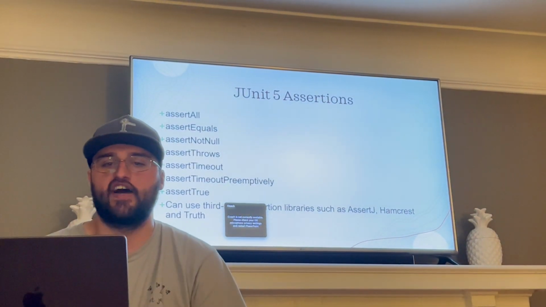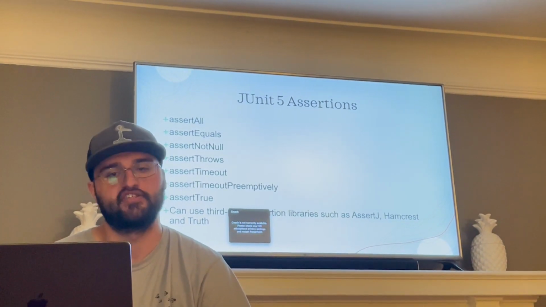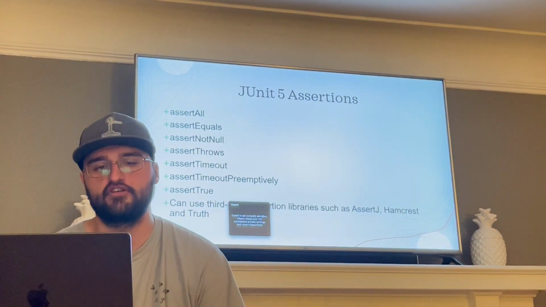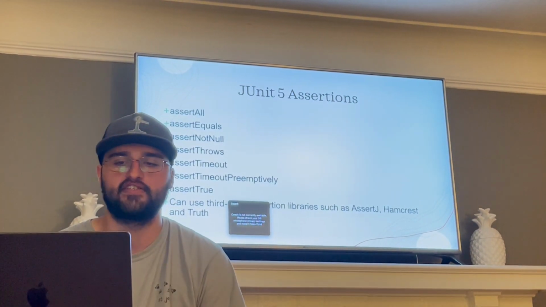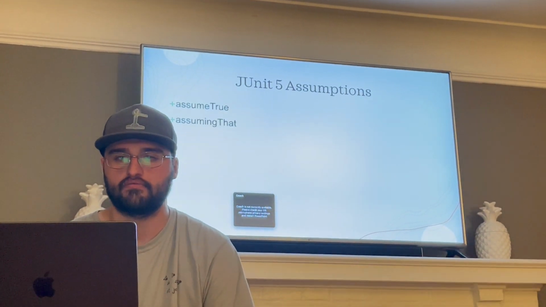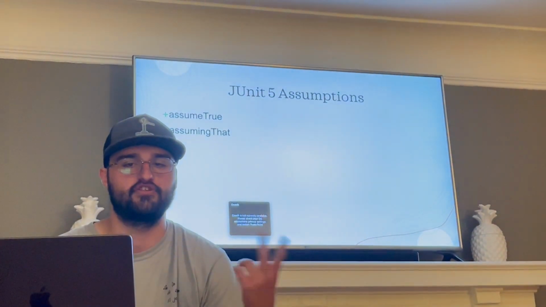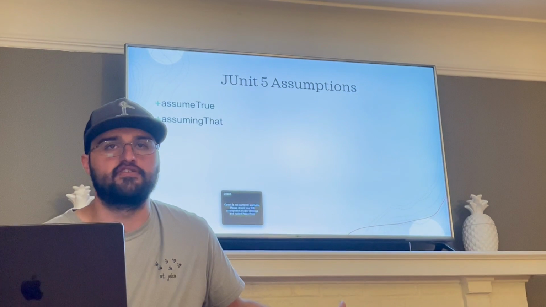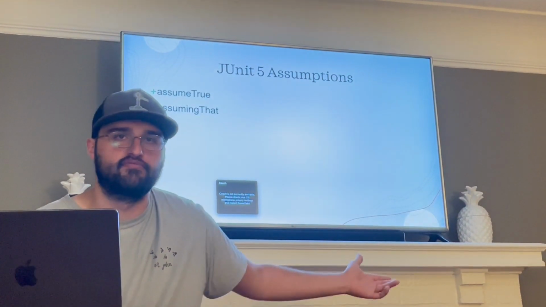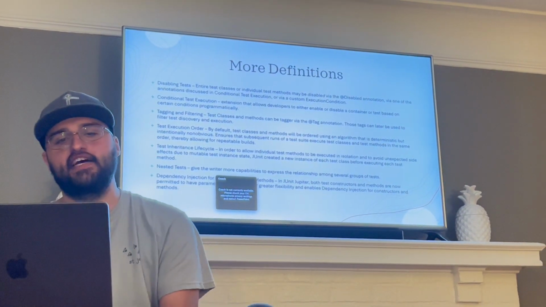Okay, now JUnit 5 assertions. There's assertAll, assertEquals, assertNotNull, assertThrows, assertTimeoutPreemptively, and assertTrue. You can also use third-party assertion libraries such as AssertJ, Hamcrest, and Truth. There are two JUnit 5 assumptions, assumeTrue and assumingThat. And obviously by using assumeTrue, you can also assume that something is false by having it fail the assumeTrue test.